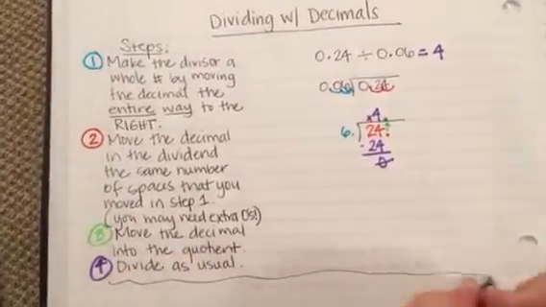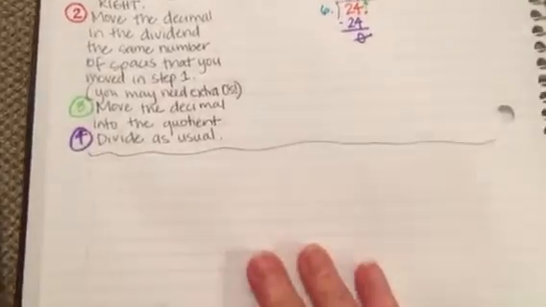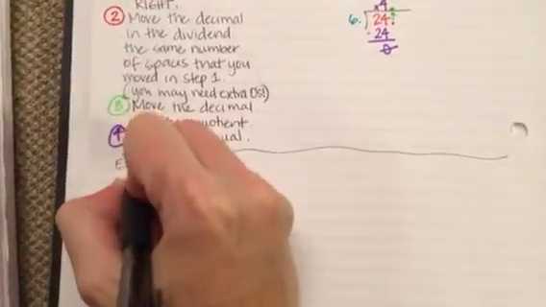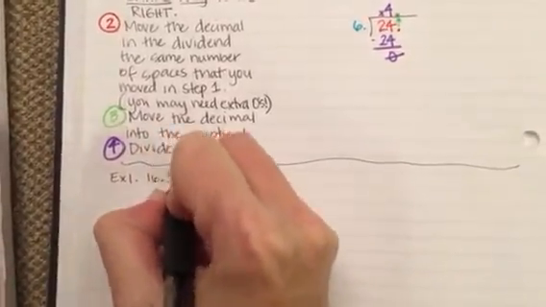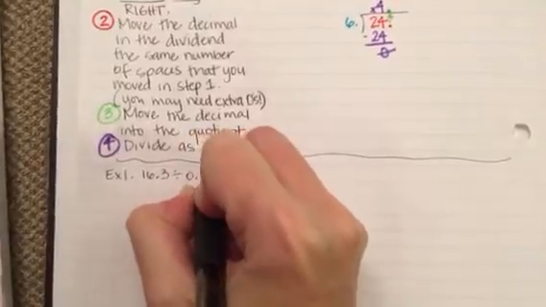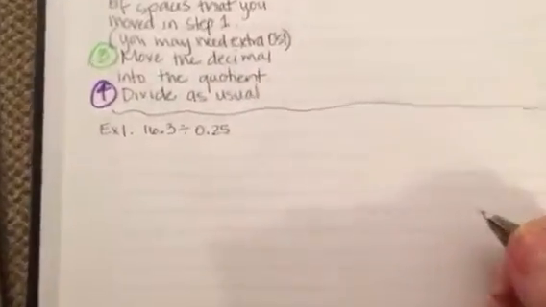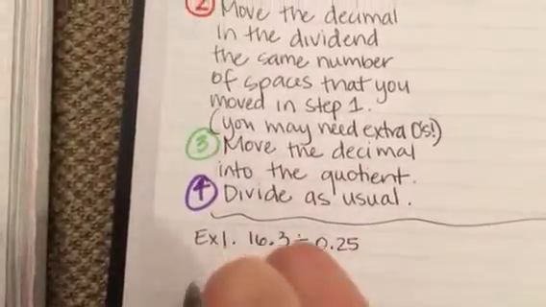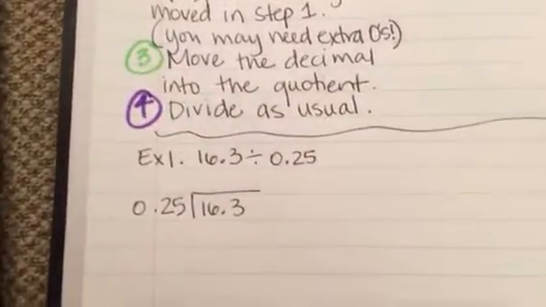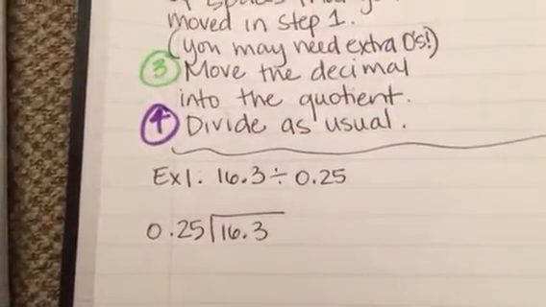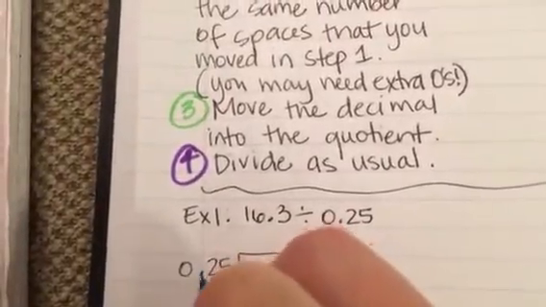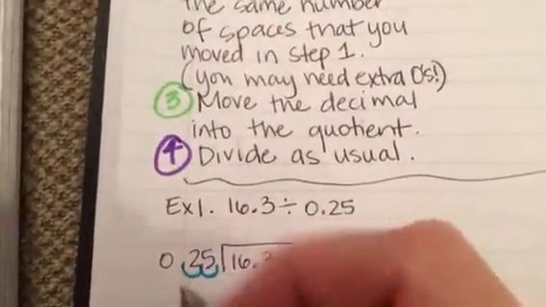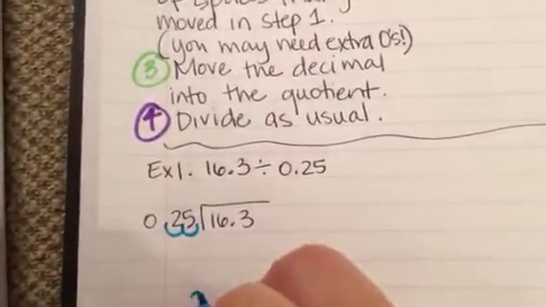So we're going to do 3 additional examples together at the bottom of your page today. The first example looks like this: 16 and 3 tenths divided by 25 hundredths. So we're going to start by writing that as an appropriate division problem. And it looks like this. We're going to start with step 1, which is we're going to move that decimal in the divisor to make it into a whole number. So my new whole number is, of course, a 25.